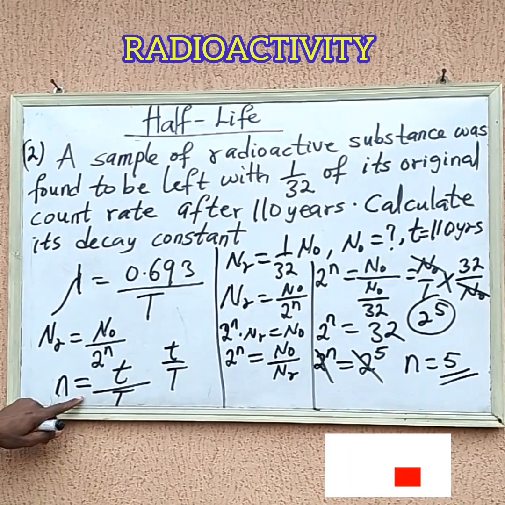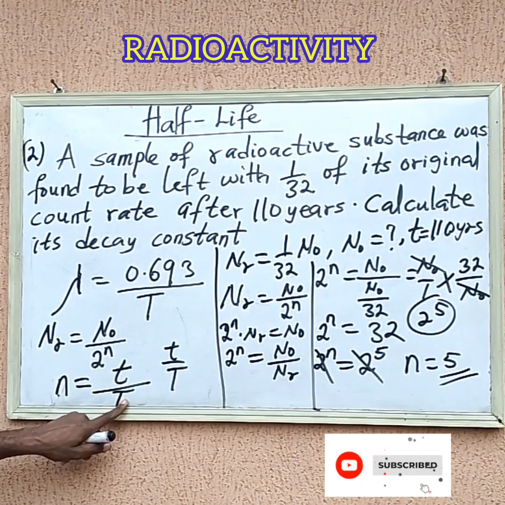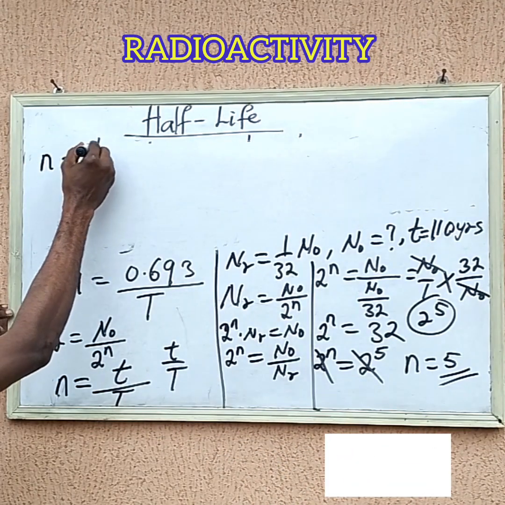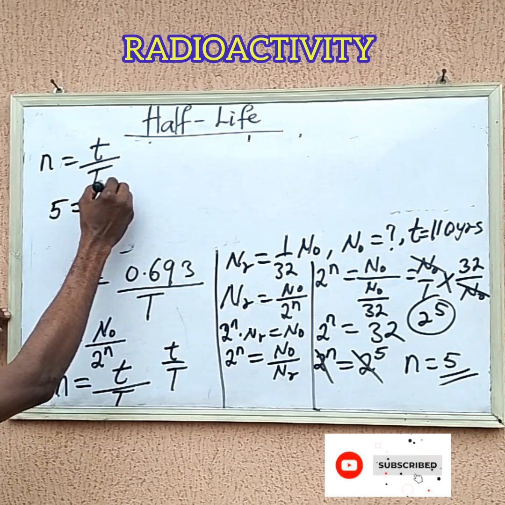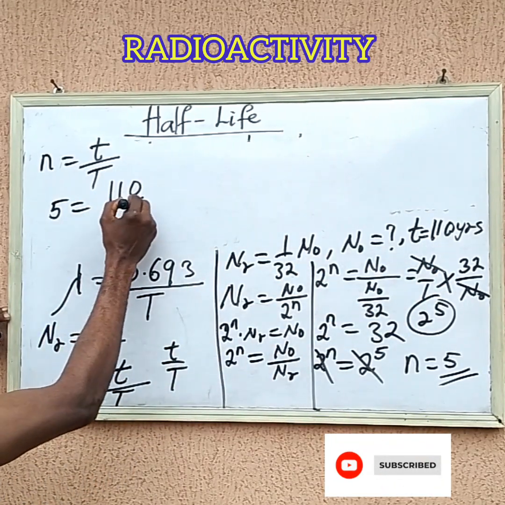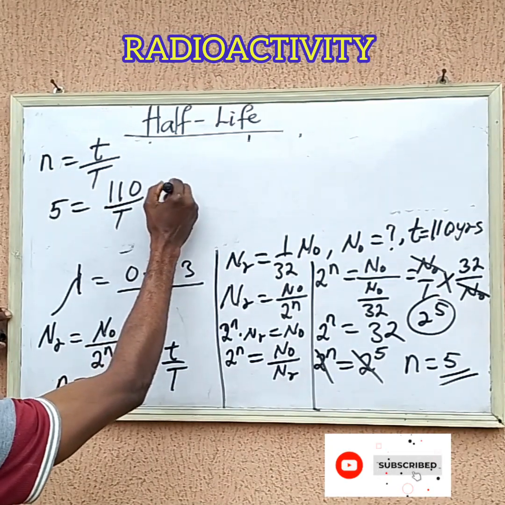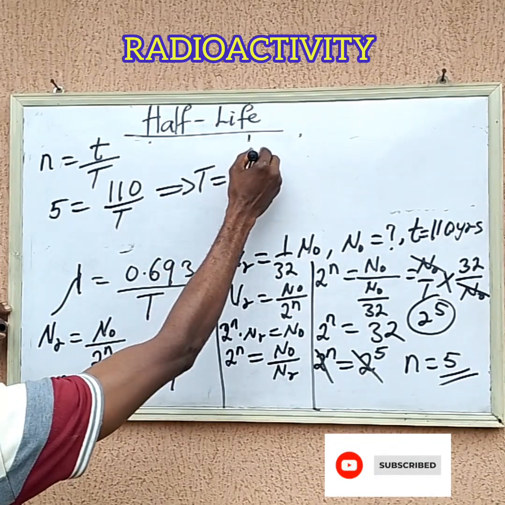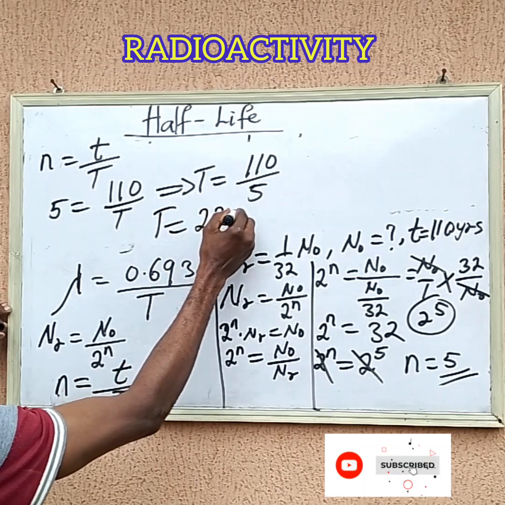Now let us take this n to this formula here, so that we can calculate the half-life of this radioactive reaction. n equal to small t all over the half-life. So this implies that n, which is 5, equals 110, the time it takes to decay, all over the half-life. Now when you cross multiply and make the half-life T the subject of the formula, I'm going to have 110 all over 5. So your T is equal to 22 years.